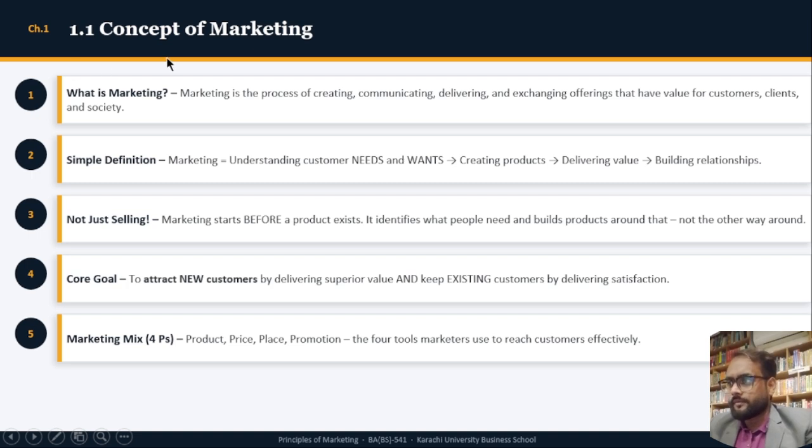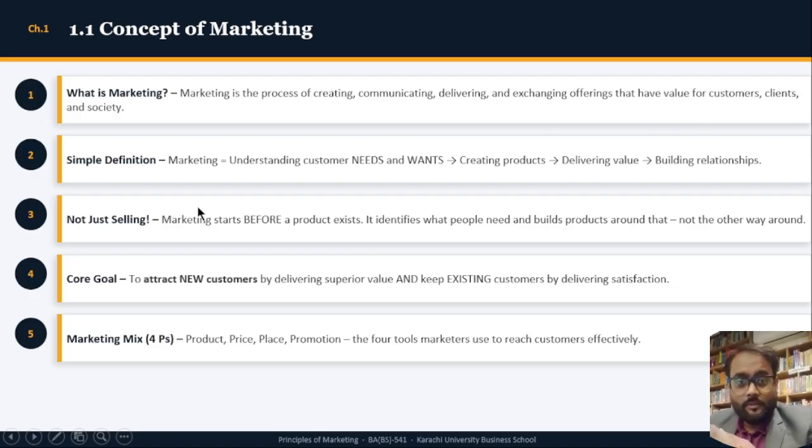So the concept of marketing, what marketing is. The first thing we should know is what marketing is. Marketing is the process of creating, communicating, delivering and exchanging offerings that have value for customers, clients and society. So this is what marketing is. You are creating, communicating, delivering the thing that you are creating, and exchanging offerings that have value for customers. You're exchanging, giving something, creating, communicating, doing all those things. But the main thing is that you are making offerings that have value for customers, clients and society.